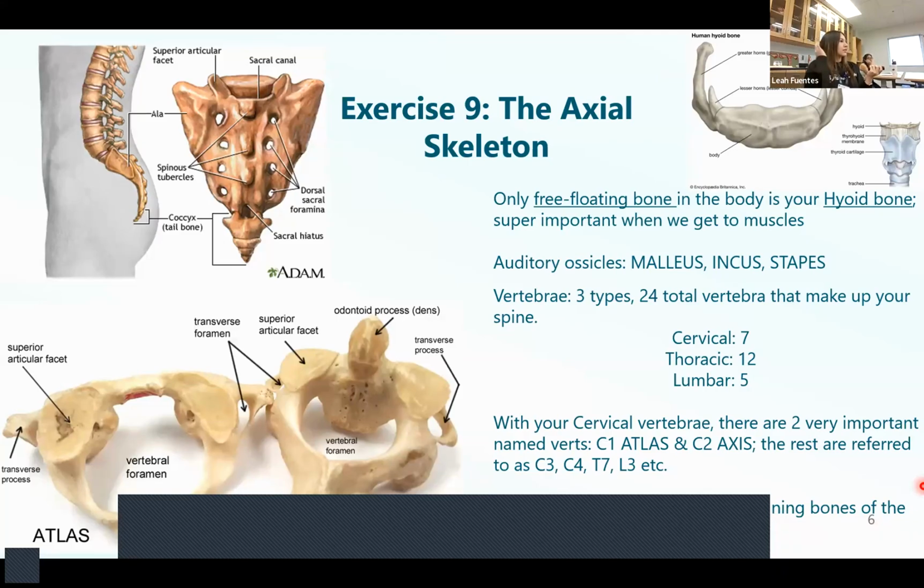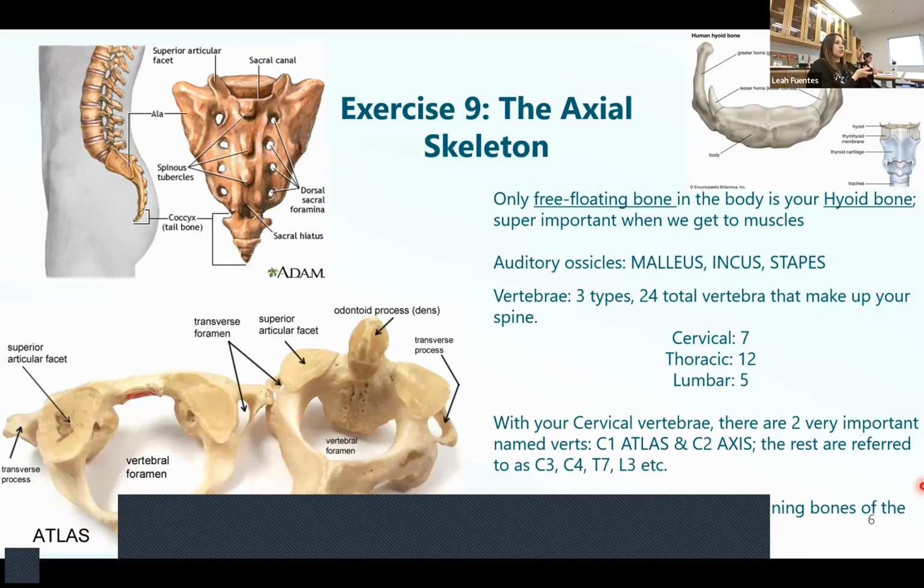Okay, and then vertebrae, this is where a lot of students are getting a little caught up. We have 3 types of vertebrae and 24 total that make up our spine, right? This is not counting the sacrum and coccyx. Those are structures that are fused vertebrae, but they're not independent vertebrae. If you haven't grabbed the little cheat sheet in the front, I wrote down all of the numbers that you need to know for the exam.